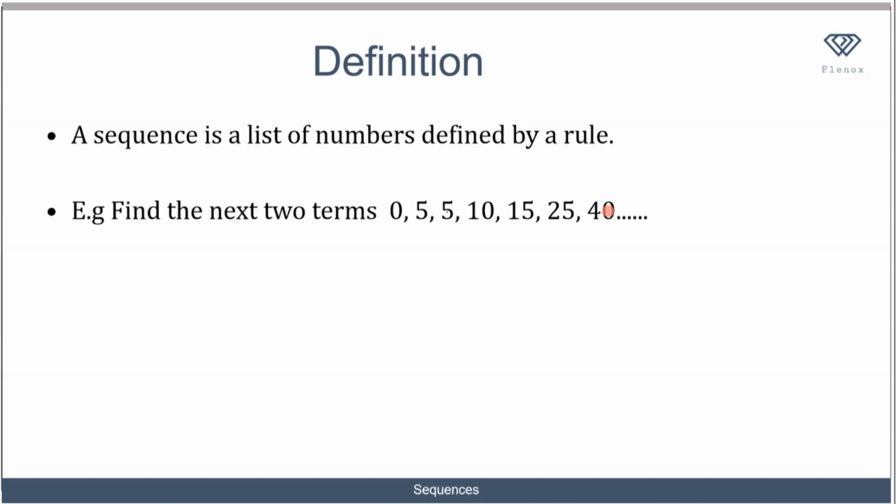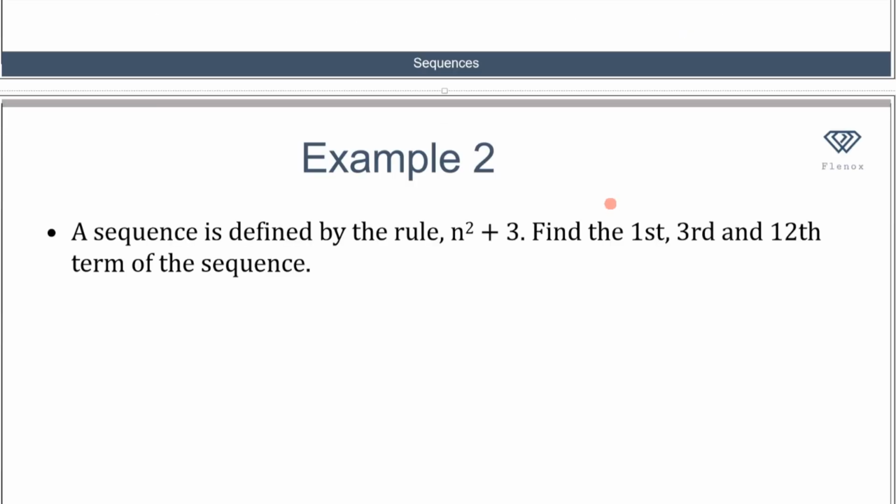So now the next term will be 40 plus 25, which will give me 65, and the next term will be what? 65 plus 40, which will give me 105. So a progression in which there is a rule defining the numbers that appear is referred to as a sequence.